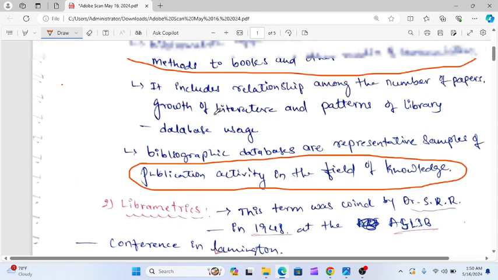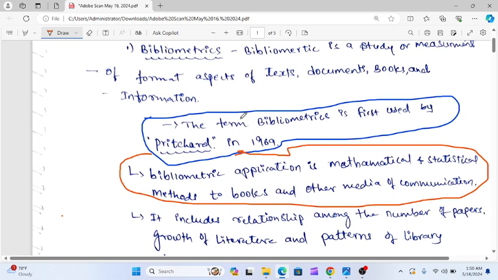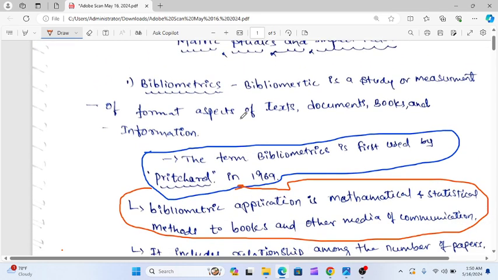So next, this is the basic information about the metrics and impact factor. This is the metrics, not the impact factor. Impact factor is another term, later we will see it. This is the brief about the impact factor.